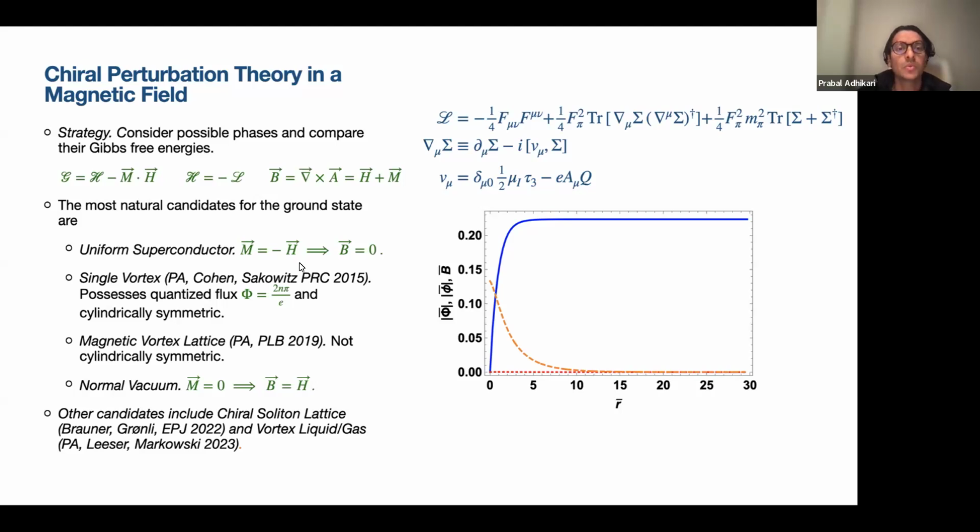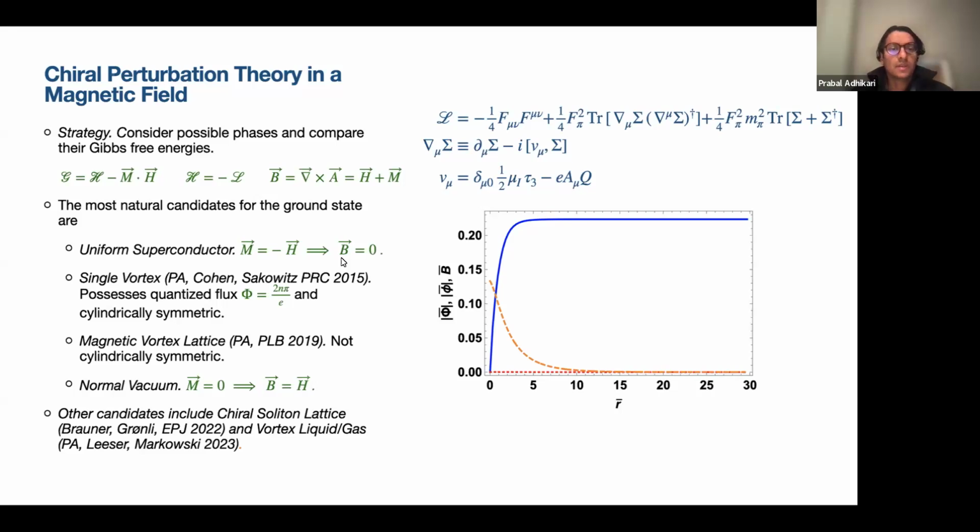So the most obvious one is one where the superfluid completely expels the external field, and for that the magnetization is negative H, so that B, which is the sum of the external field and the magnetization, is 0. So there's no net field in the system.